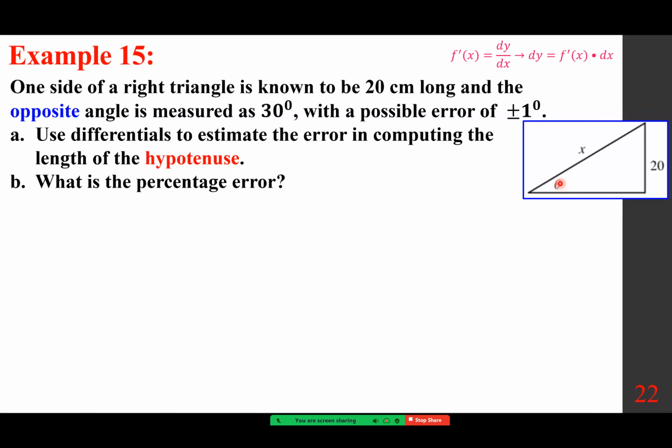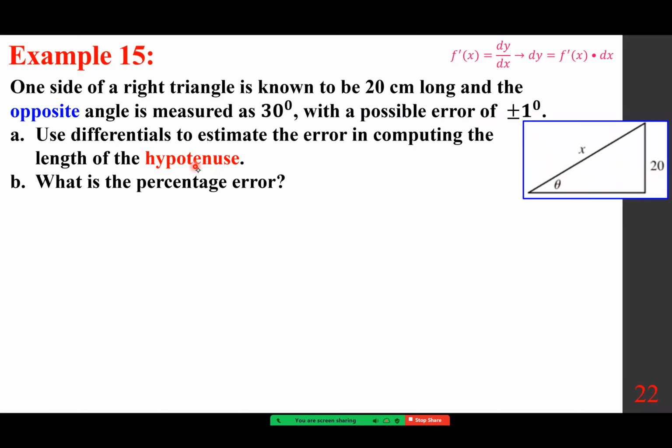We have some angle. We have a right triangle. The side opposite that is 20. This is supposed to be 30 degrees, but we have a possible error, maybe plus 1, maybe minus 1 degree. We want to estimate the error in the hypotenuse. So never mind part B, we want to discuss part A.